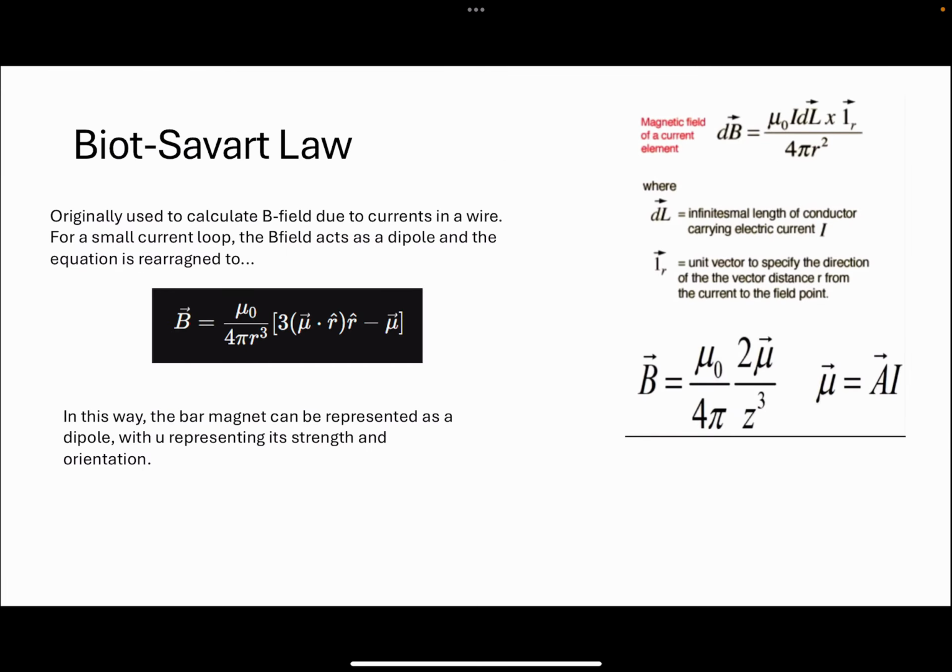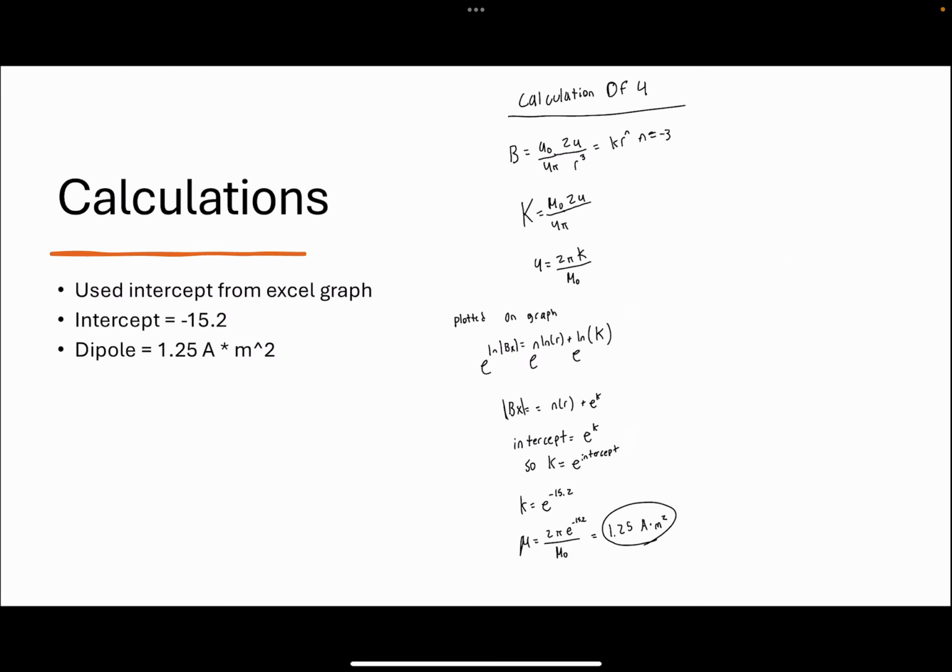But let's talk about the Biot-Savart law. Originally, we see in the top right up here, it was used to calculate the magnetic field due to currents in a wire. But a bar magnet acts like a dipole. And we know also that a small continuous current loop also acts as a dipole. So we can use the Biot-Savart law to help us out here. And so we rearranged the equation into this setup right here. And in this way, the bar magnet can be represented as this dipole with the U representing both its strength and orientation. And so here's our calculations.